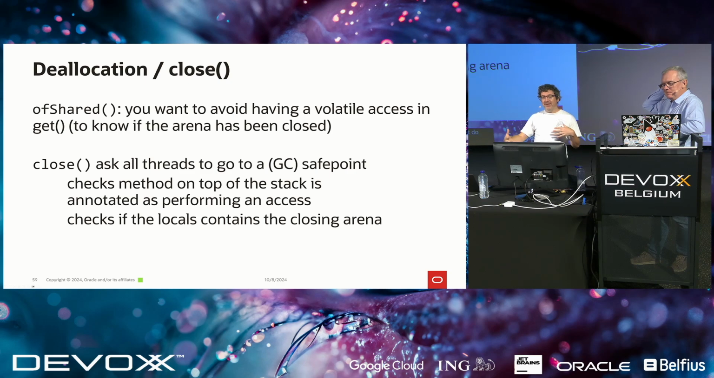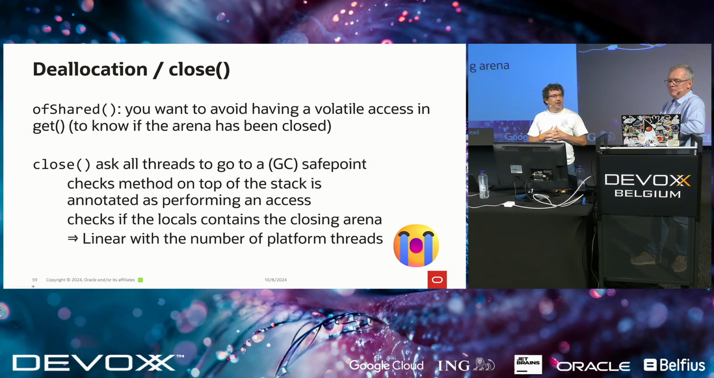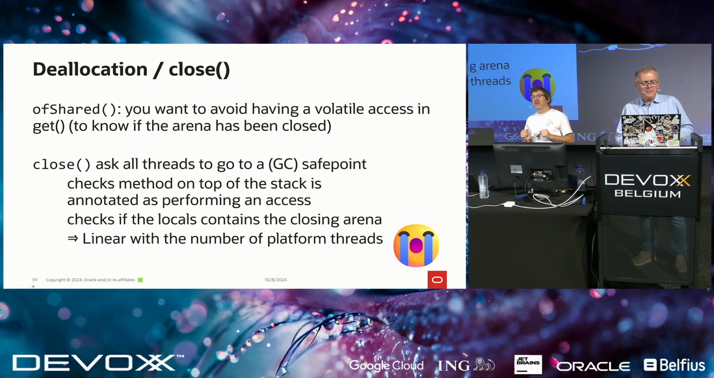So basically, get cannot do a volatile access. This is a problem because any thread can close the arena. At the same time, another thread can access it. So what's the way of doing it?